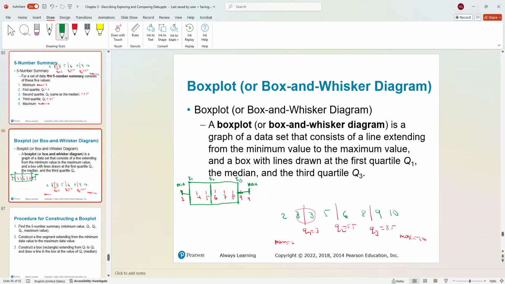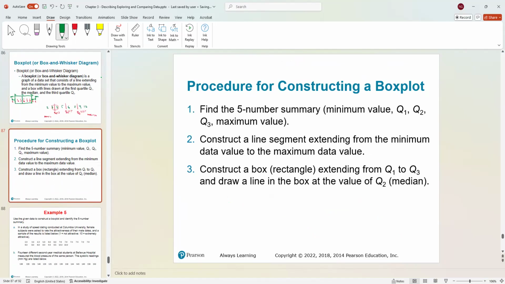You need these five very important pieces of information to construct a box plot, or a box and whisker diagram. It's a graph of a data set that consists of a line extending from the minimum value to the maximum value, and a box with lines drawn at the first quartile, the median, and the third quartile. I think you know enough to construct the procedure for constructing a box plot. You definitely need to find a five-number summary: minimum value, Q1, Q2, Q3, and the maximum. Construct a line segment extending from the minimum to the maximum. Construct a box extending from Q1 to Q3 and draw a line in the box at the median.